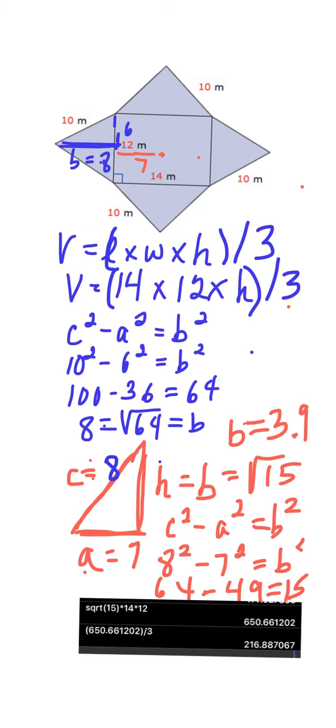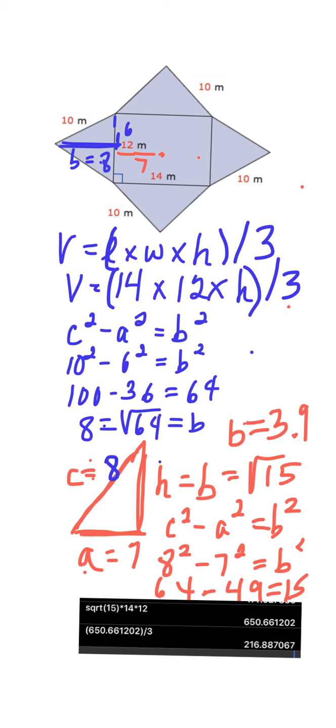So I have to find b, or the height of the pyramid. You take the square root of 15. Now I know the height is the square root of 15. So volume equals 14 times 12. Again, volume equals length times width times height, so volume equals 14 times 12 times the height, which is the square root of 15.